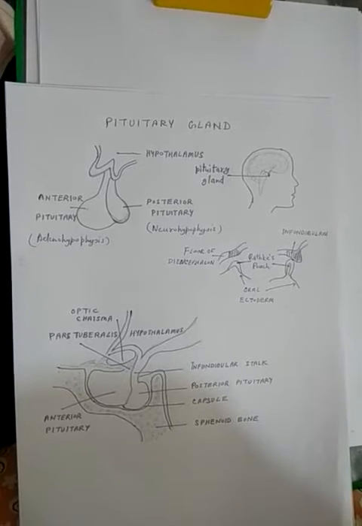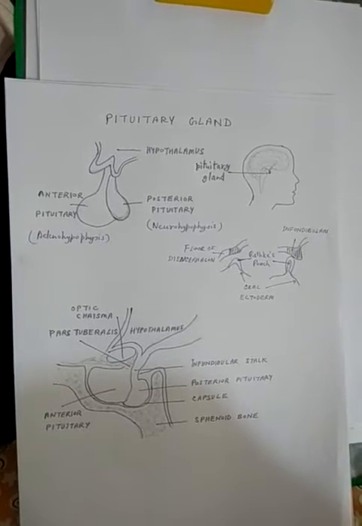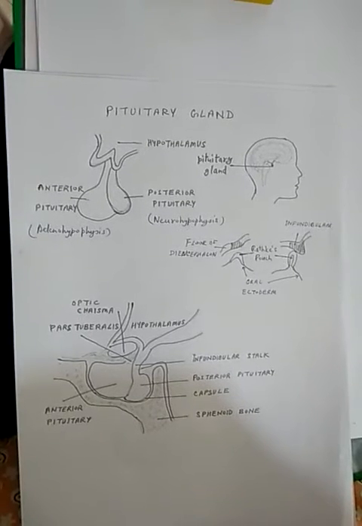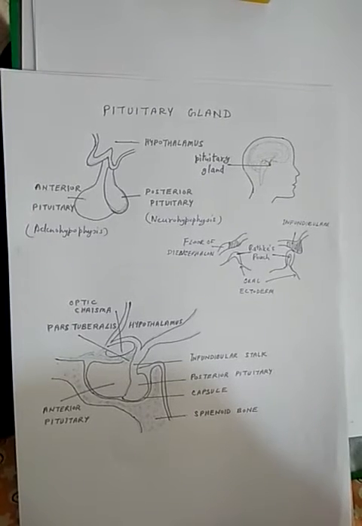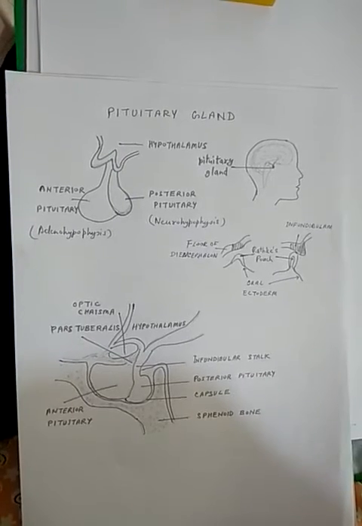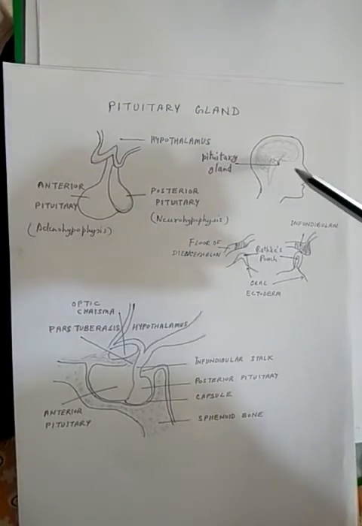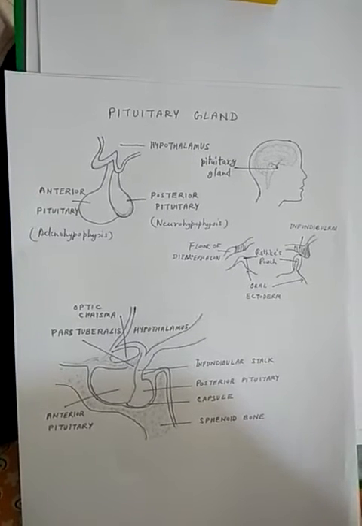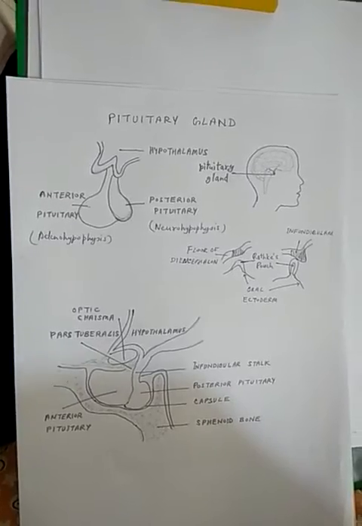In this lecture, I'll discuss a topic which comes under the syllabus of semester 3, paper 6, endocrinology. And in this, we will discuss the pituitary gland. So the pituitary gland, as you can see in the diagram, is situated near the brain and just below the floor of the brain.